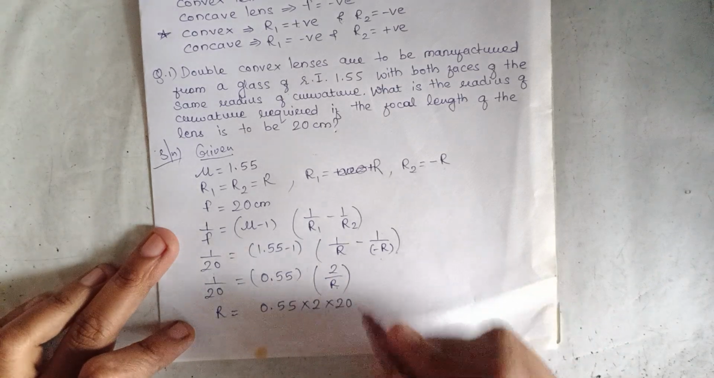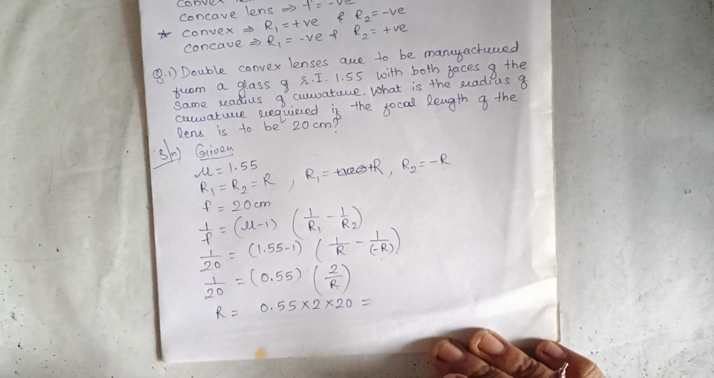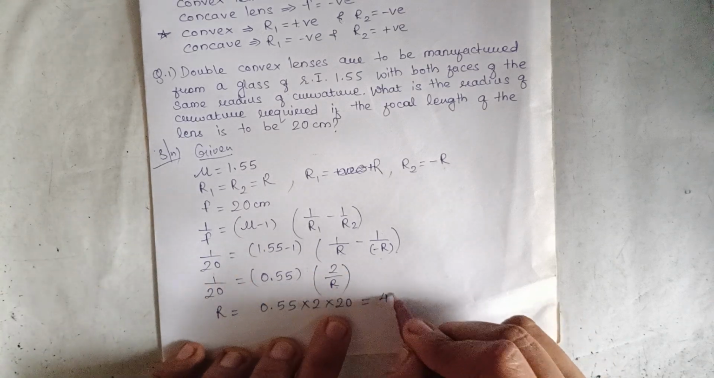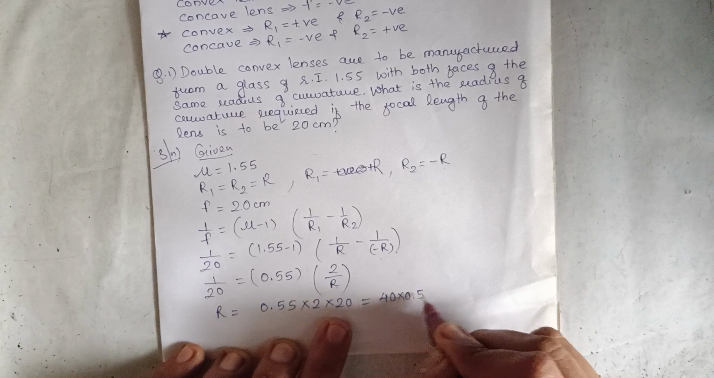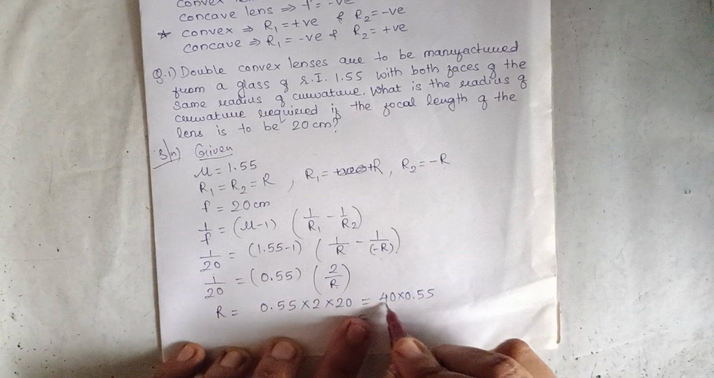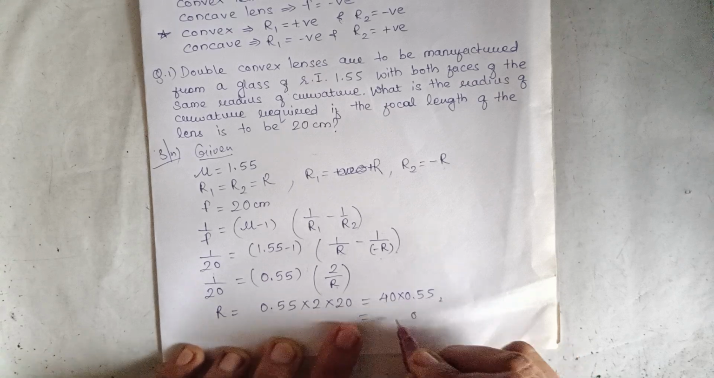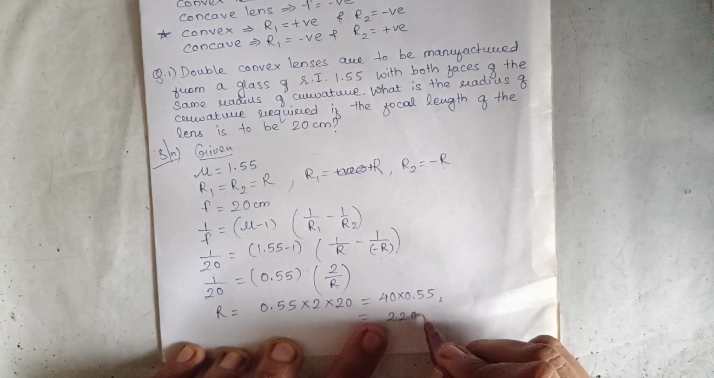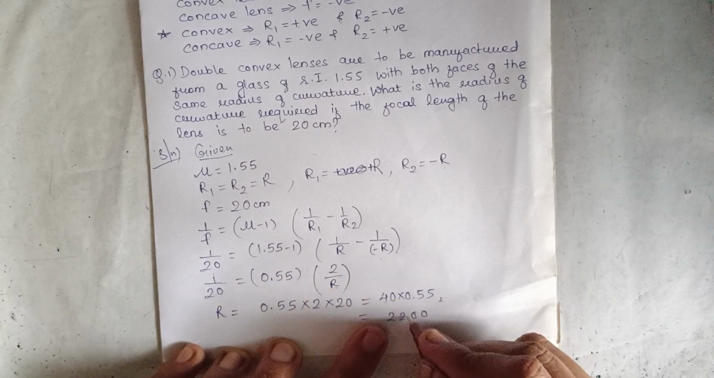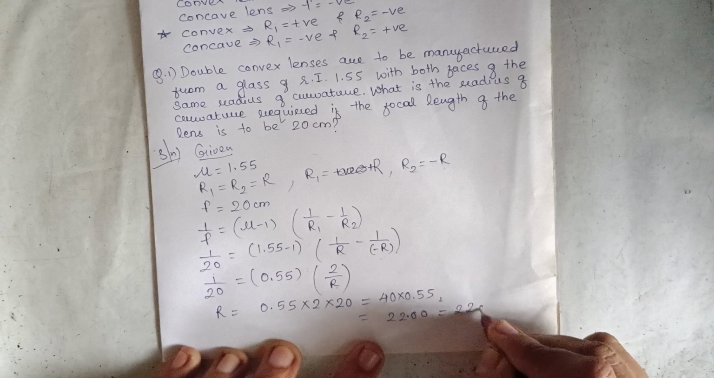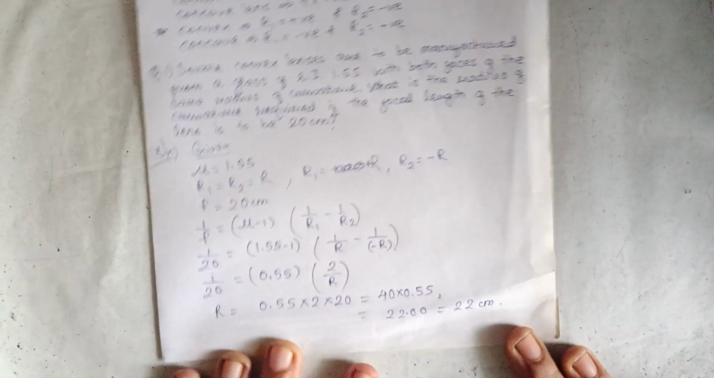Now you have to multiply. So this is 2 into 20 is 40, into 0.55, which is 22. So the radius of curvature is 22 centimeter.